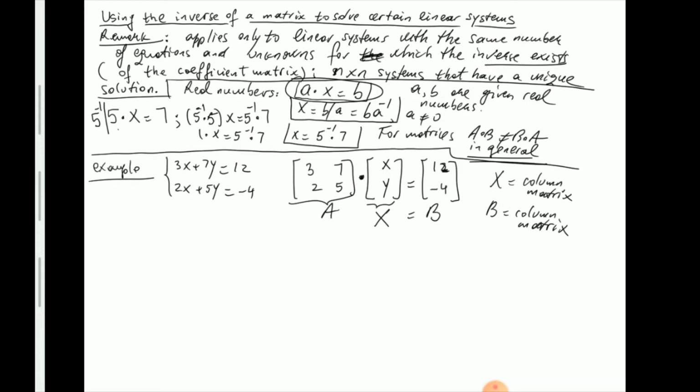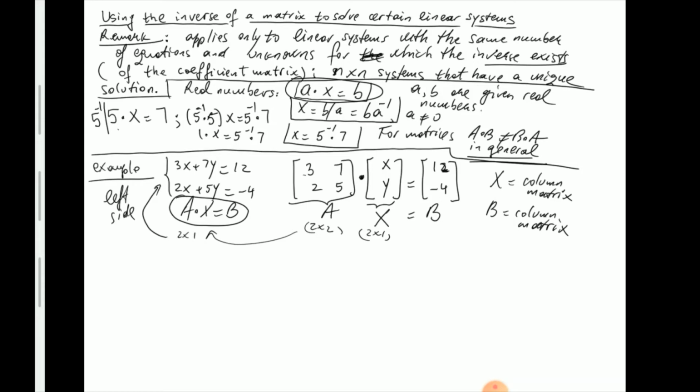A system like this can be written in terms of matrices and matrix operations as A times X equals B. You should pause for a moment and convince yourself that this is indeed the matrix multiplication. What do you get if you multiply a 2 by 2 matrix with a 2 by 1 matrix? That gives you a 2 by 1 matrix, which is essentially the left side of the system.